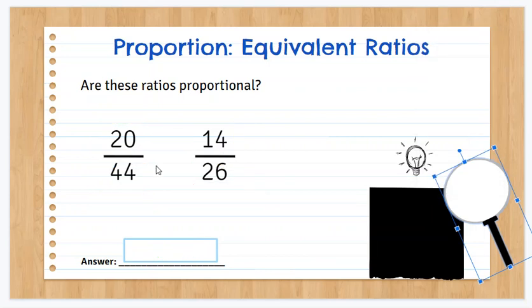Now let's look at how we can solve for a missing value in a proportion.